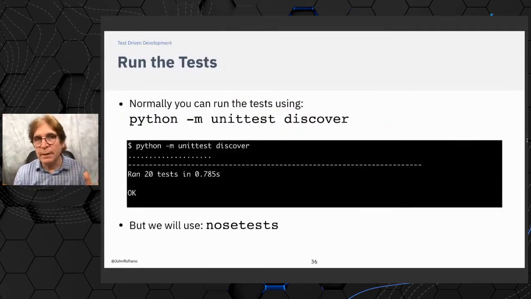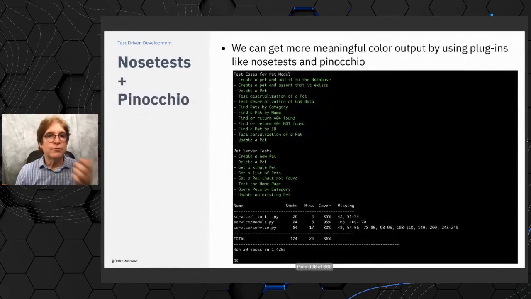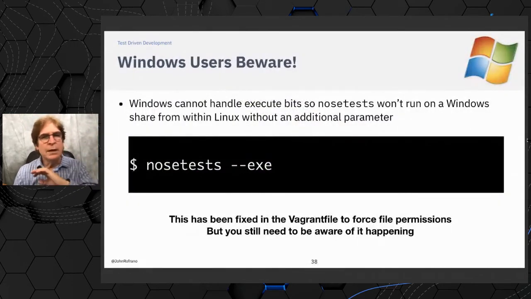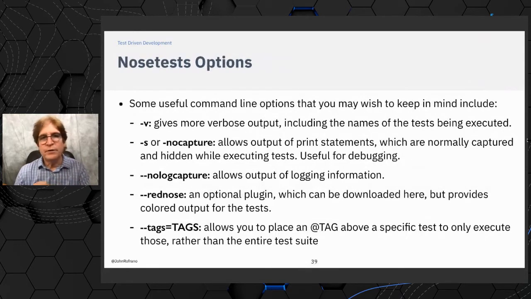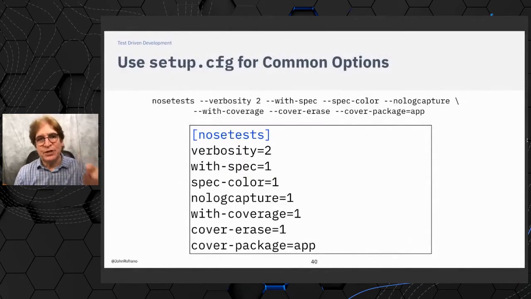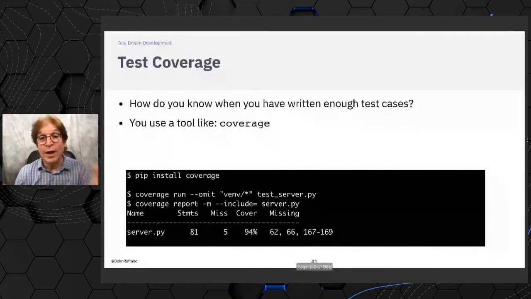You can run the test cases with the Python module unittest, but I use nose tests to do those, and that gives you a nice clean look for all your tests. If you have a Windows file system, nose test won't execute anything that has an execute bit set, so be careful. You might have to use --exe on Windows. And then there's a bunch of command options that you put on there. But I put all those options in the setup.config, which you'll see in the code, so you don't have to worry about this. And then I like to add test coverage so I know how many lines of code got covered.